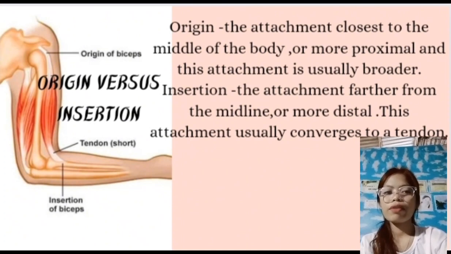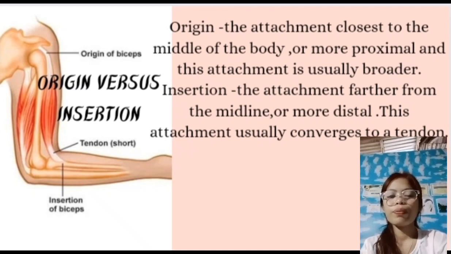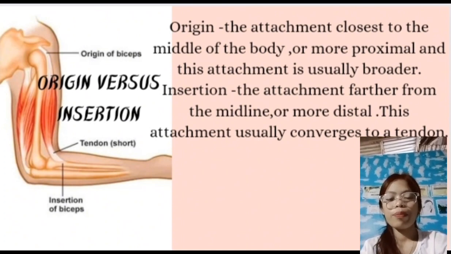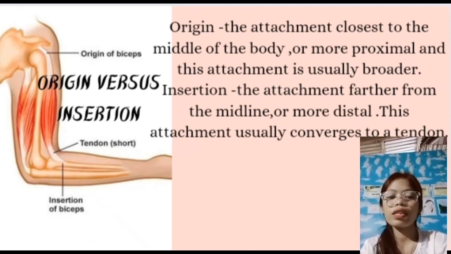The attachment farther from the midline or more distal. This attachment usually converges to a tendon. So the insertion point is typically more mobile compared to the origin, allowing for a greater range of motion by pulling onto the bone or structure. It is attached to the muscle contraction. At the insertion point, it generates movement and enables actions such as flexion, extension, and rotation.